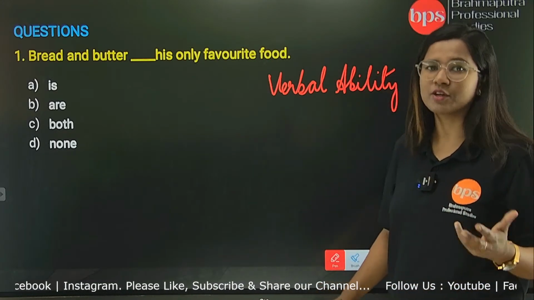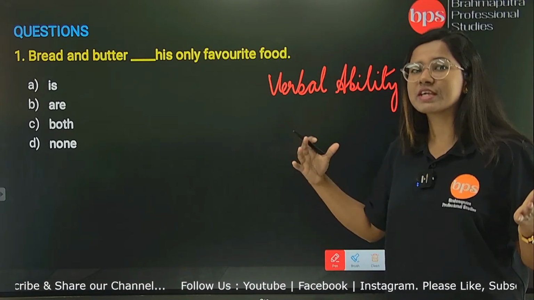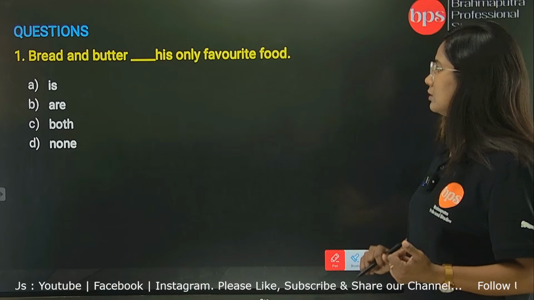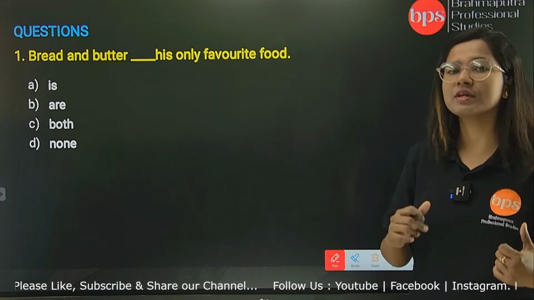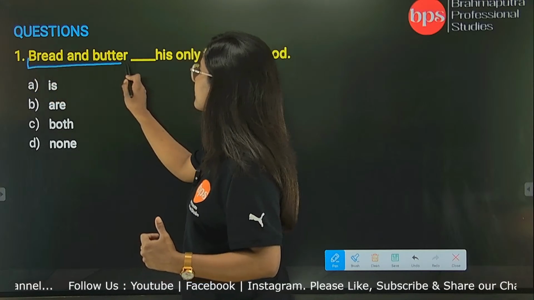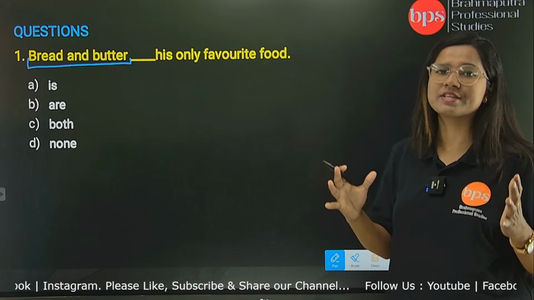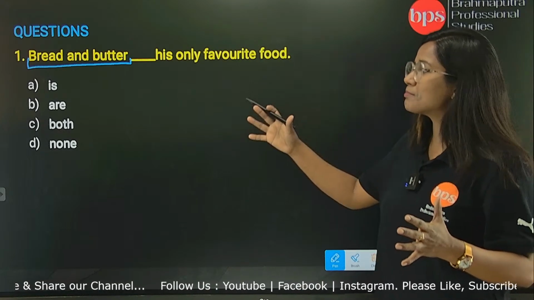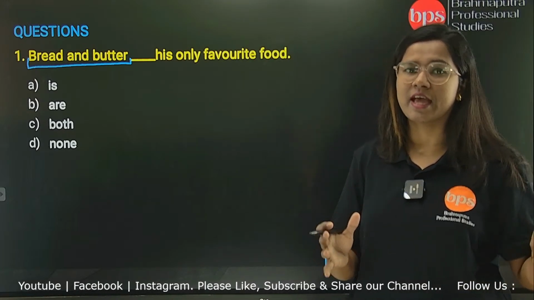Hope you all understood and you are excited to know the sentences, the tricky points where you all make a few silly mistakes. Number 1, bread and butter dash his only favorite food. Now here comes the concept of bread and butter. Bread and butter refers to his income or we can also say the food habits that he has. So bread and butter is taken together, not as two different things, and it is not taken as plural.